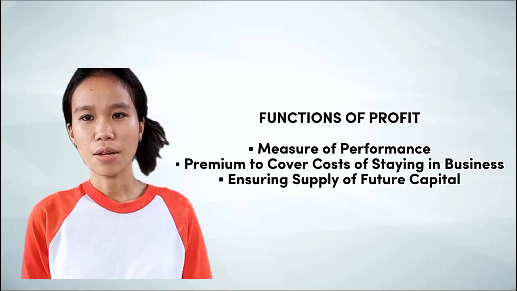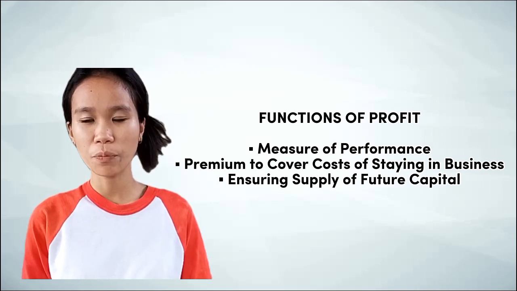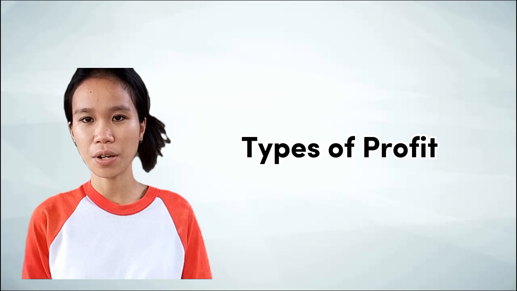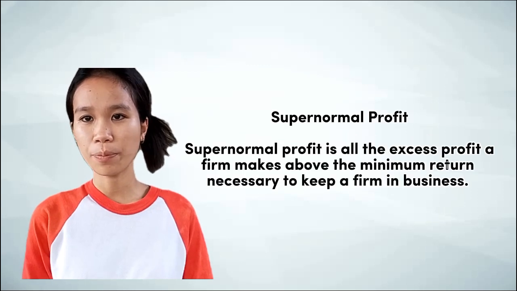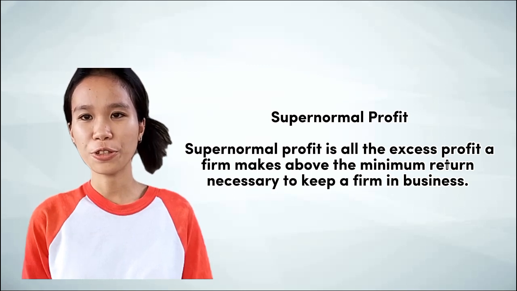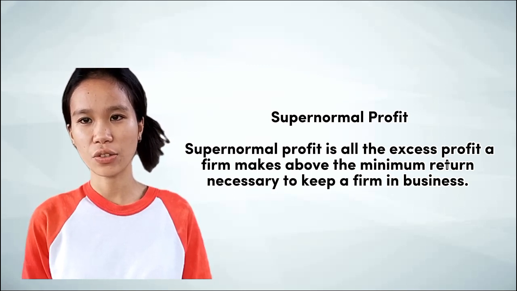Functions of profit. Measure of performance, premium to cover costs of staying in business, ensuring supply of future capital. Types of profit. Supernormal profit. Supernormal profit is the profit a firm makes above the minimum return necessary to keep a firm in business. Supernormal profit is calculated by total revenue minus total cost, where total cost includes all fixed and variable costs plus the minimum income necessary for the owner to be happy in that business.